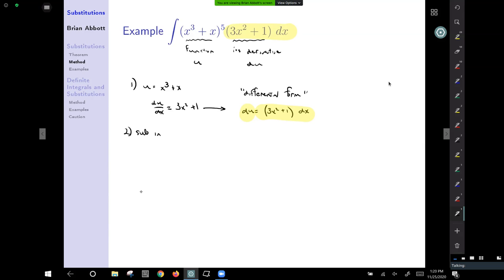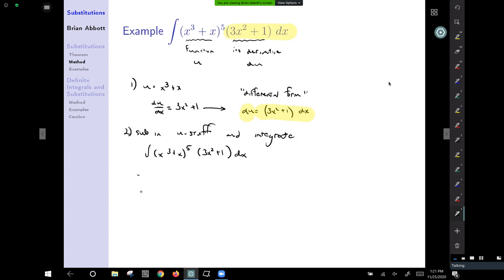So to do that, step 2 was to substitute in, sub in our u stuff, and then integrate. Okay, so our integral was the integral of x to the third plus x, all raised to the fifth power, times 3x squared plus 1 dx.